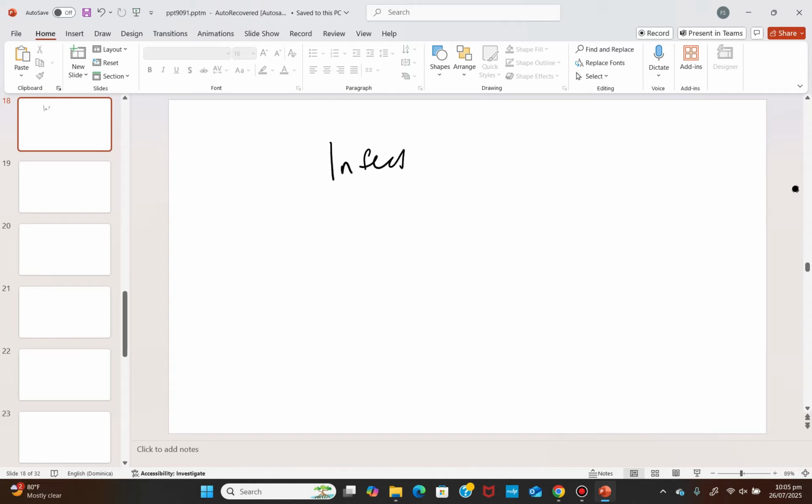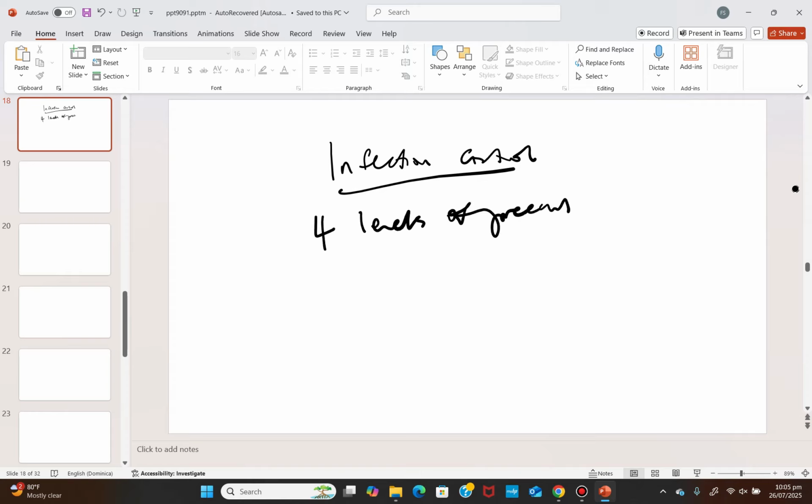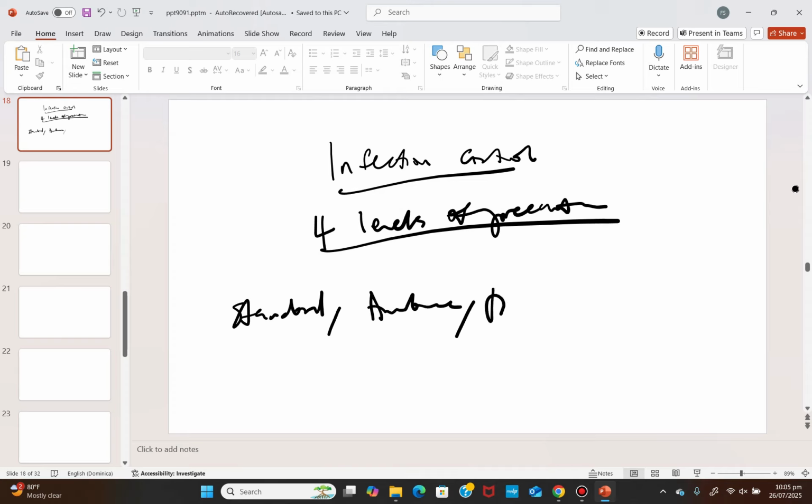Let's talk about infection control for the NCLEX exam. Now, when it comes to infection control for the NCLEX exam, NCLEX wants you to know the 4 levels of precaution. That's what NCLEX wants you to know. The 4 levels of what precaution? Let me list them out real quick. We have standard, airborne, droplets, and lastly we have contact.